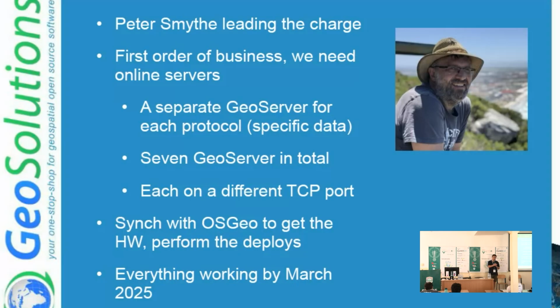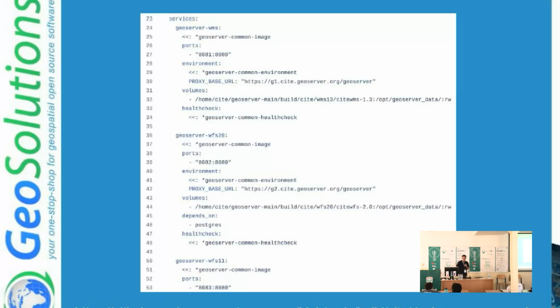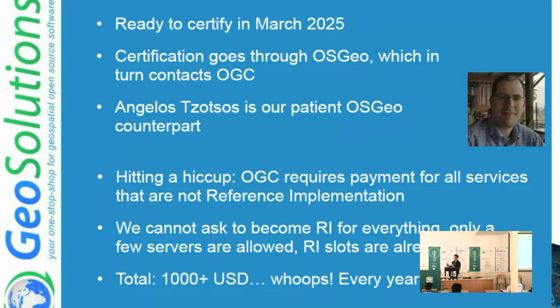certification test suite needs different data sets. And so we needed different configurations. He got everything working by March 2025. He basically made a large Docker Compose file that starts up a separate configuration of GeoServer on different ports. And that is made available over the internet, and you can run tests over it. Ready to roll in March 2025 or not?